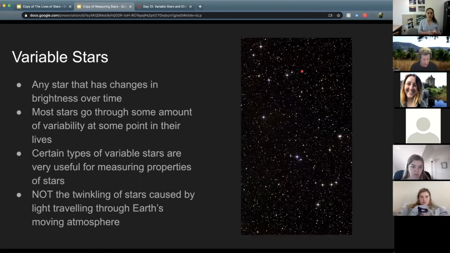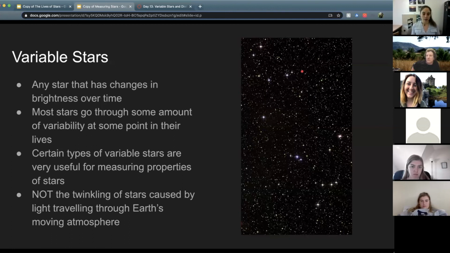So one of the ways we can figure out how bright a star actually is is by exploiting some of the relationships that we measure in variable stars. A variable star is any star that changes brightness with time. Pretty much every star is going to change brightness at some point, but variable stars are typically stars that have changes of brightness that we can measure, and we can use those changes to figure out what type of star it is and how bright the star is.